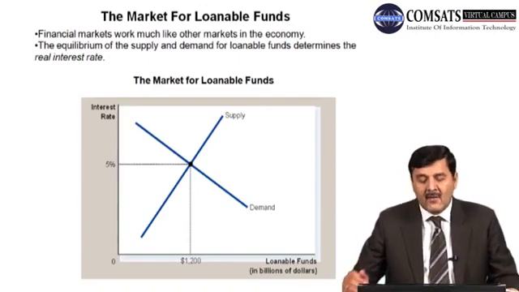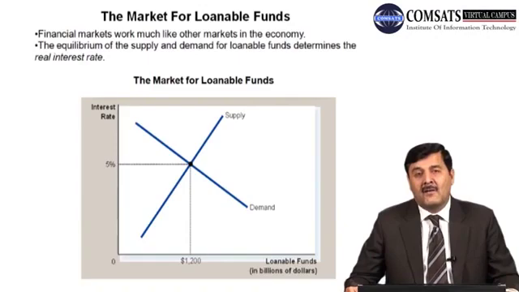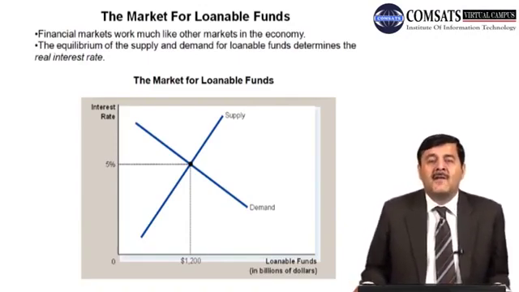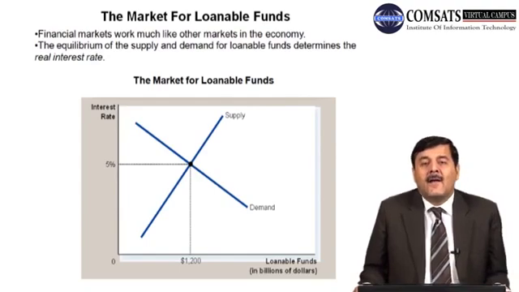Similarly, we can explain the relationship of the real interest rate with the supply of loanable funds. If the interest rate increases, the supply of loanable funds increases, right? And if the interest rate decreases, the supply decreases. So we have a negatively sloped demand curve and a positively sloped supply curve of the loanable funds market.